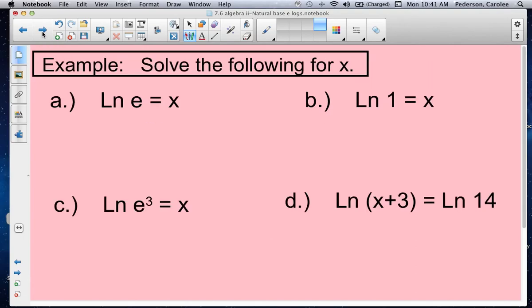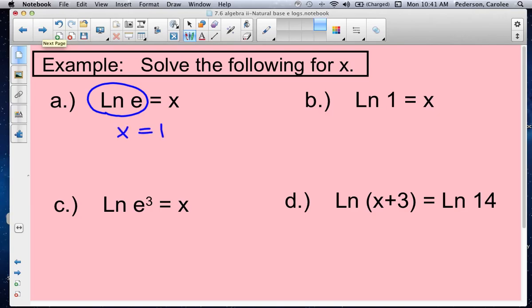Now we're going to go ahead and do some solving for equations for x. So the natural log of e equals x. What does x equal? So we would go ahead and put in our calculator this piece. So go natural log, and then we put the e in. And you should get 1.